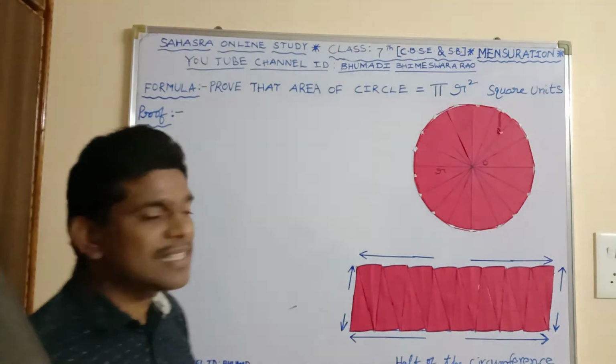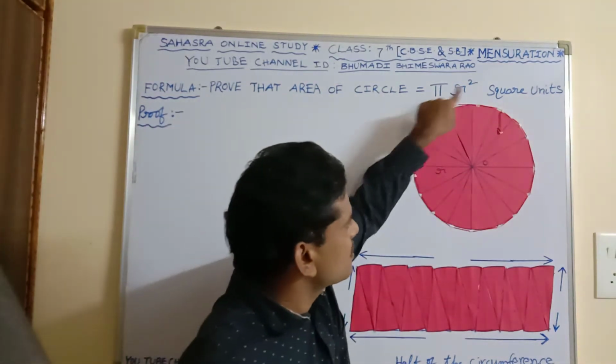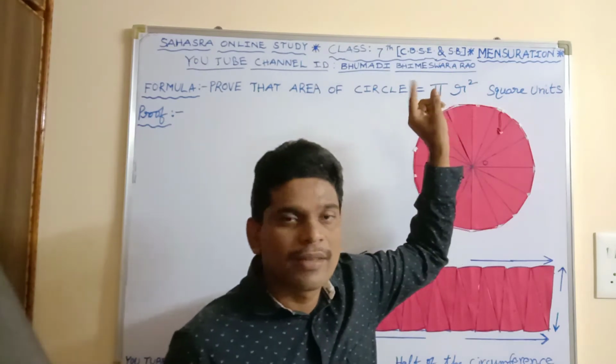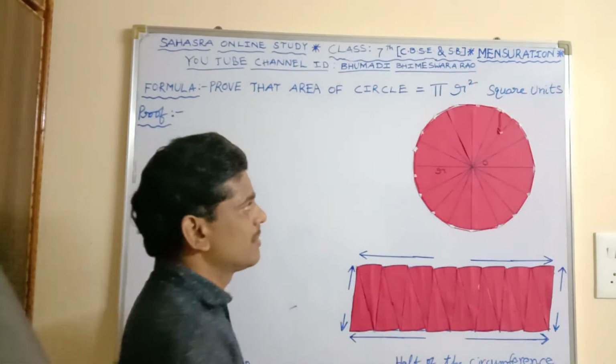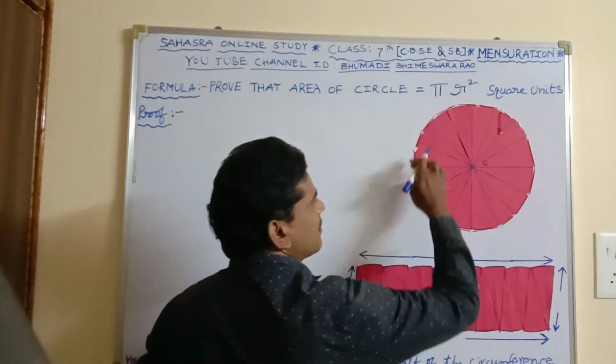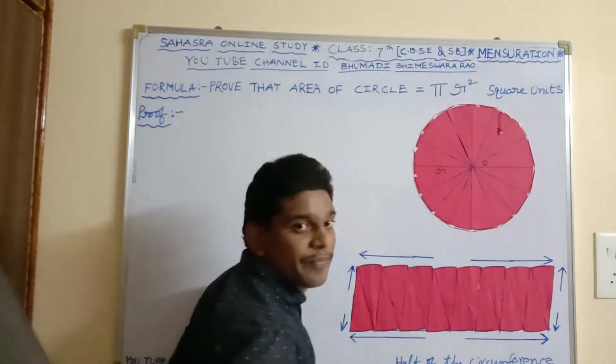Next, what is the circumference of the circle? The length of the circle is called its circumference. Circumference means the length of the circle.